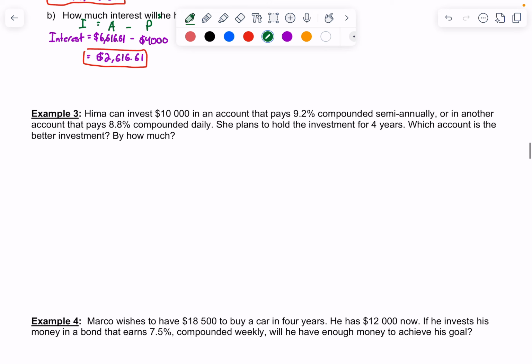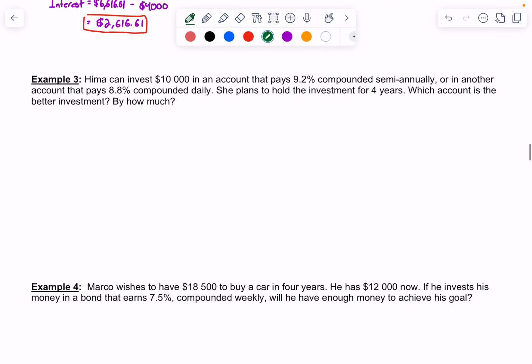Okay. Example 3. HEMA can invest $10,000 into an account that pays 9.2% compounded semi-annually, or in another account that pays 8.8% compounded daily. She plans to hold the investment for 4 years. Which account is the better investment, and by how much?